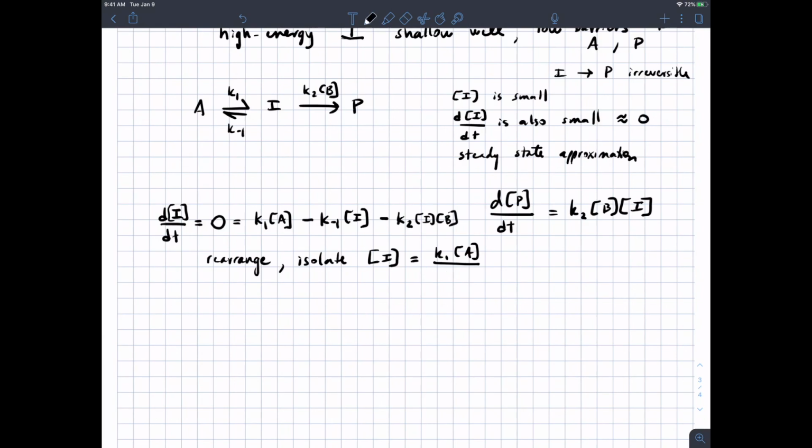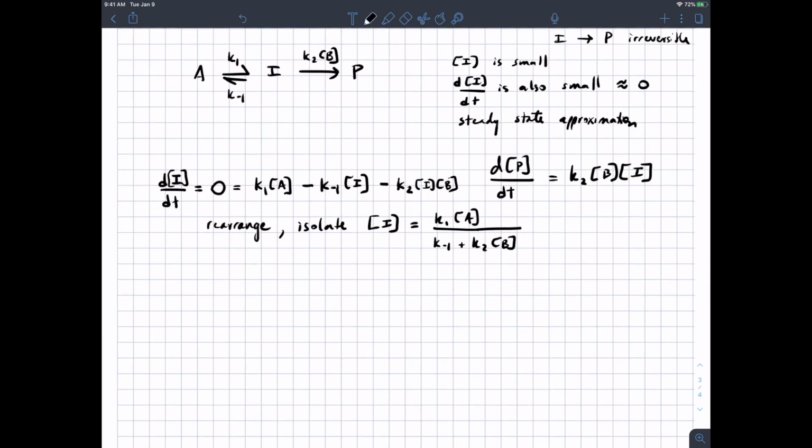So in the denominator here, we have K minus 1 plus K2 times B. Basically, and we can make this more and more complicated, but in the numerator, we're going to have the ways in which I can be formed, and in the denominator, we're going to have the ways in which I can be gotten rid of. We now have an expression for I that depends on, we don't have to know I anymore. All we have to know is our concentrations of A and B, and then these rate constants.